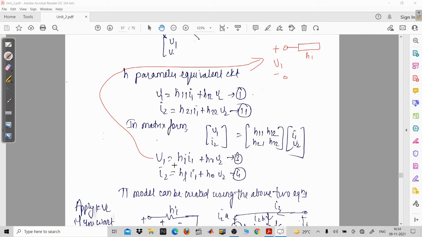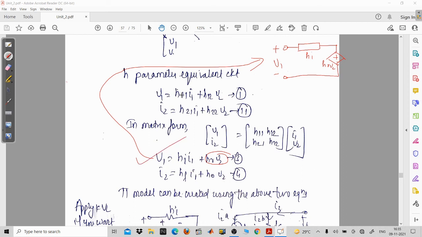This HI was having a dimension. It was having the dimensions of ohms, because HI means V1 upon I1 when V2 is equal to 0. It means it was having the dimensions of the ohm. So HI I have represented by the impedance. Now this HR is dimensionless. It means that this entire term will be acting as a voltage source. But you can see here V2 is linked. It means that it will be a dependent voltage source, or you can say a controlled voltage source. So this will be represented by a controlled voltage source, that will be HR into V2. So this will be our first equation.